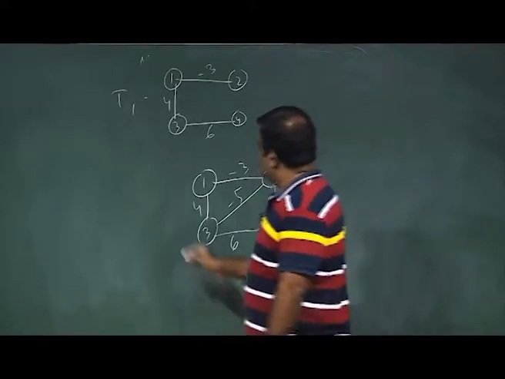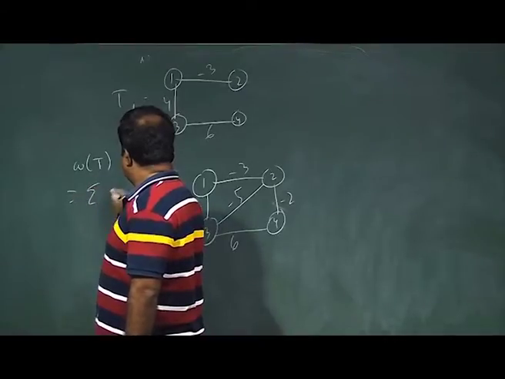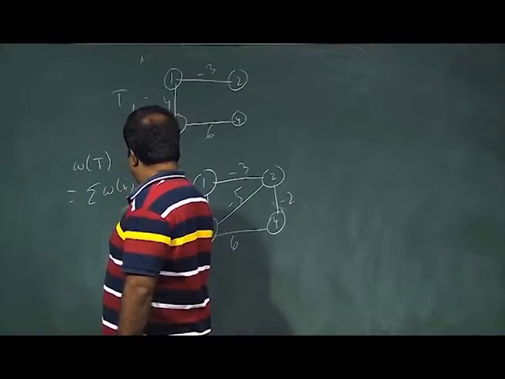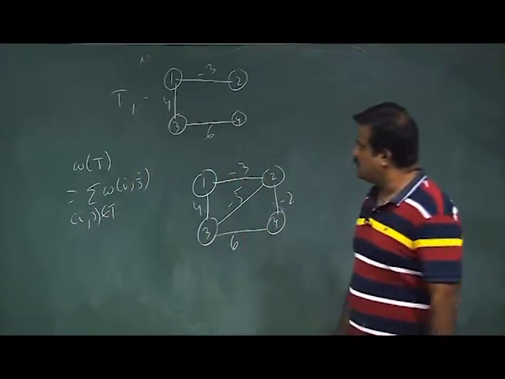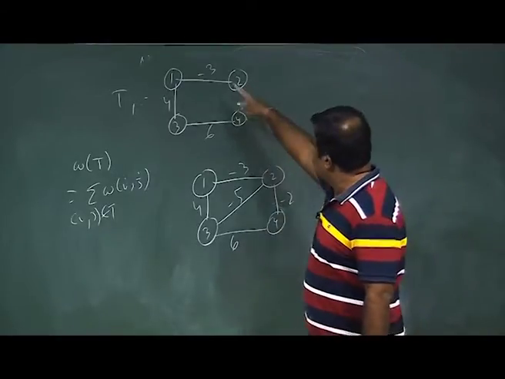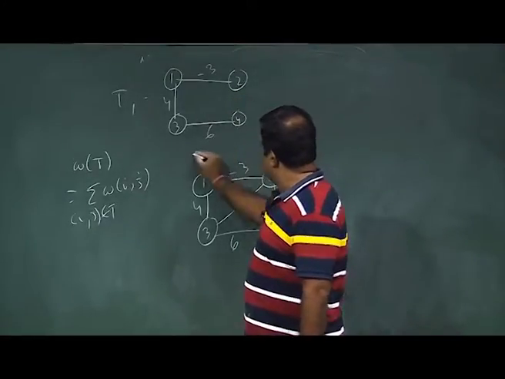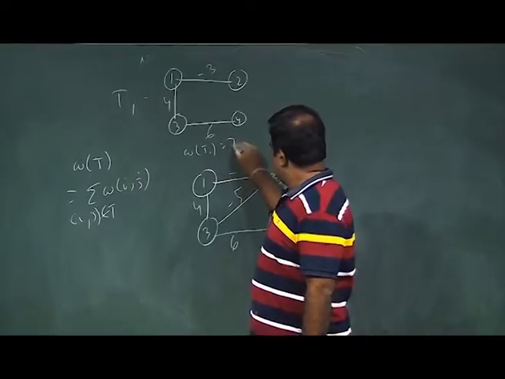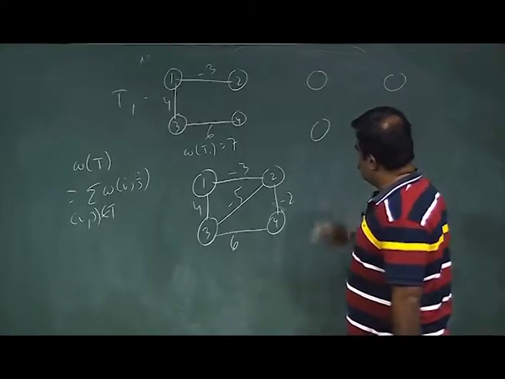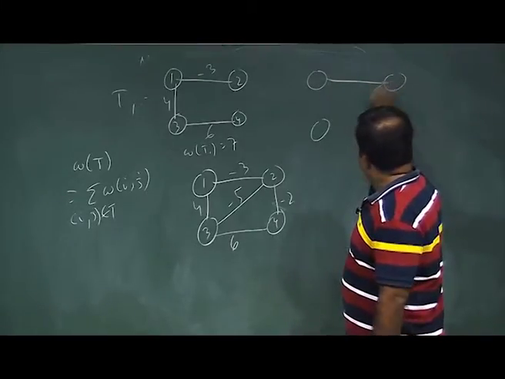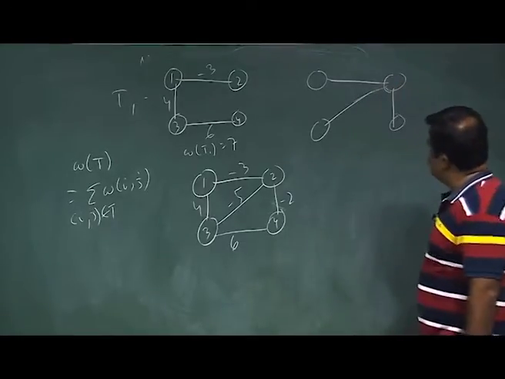What is the weight of this tree? The weight of a tree is the sum of the weights w of i j where i j is an edge in that tree. So we just do the sum of this, which is 7. The weight of T1 is 7. We can also have this tree, with this one and this one. This is also a spanning tree.